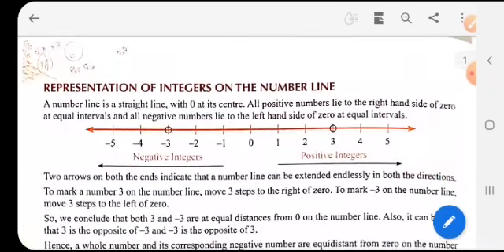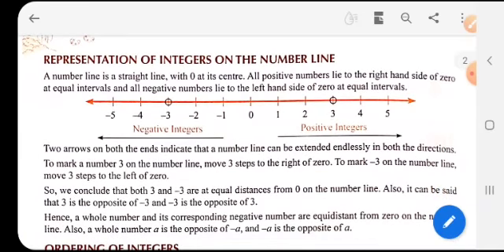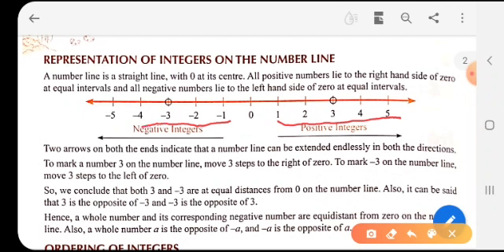Now let's represent an integer on a number line. Now you can see here there's a number line where 0 is at the center, and the numbers after 0 are positive and the numbers below 0 go the negative way. So minus 1, minus 2, minus 3, minus 4, minus 5 and so on. It continues. And on the positive side it continues as plus 1, plus 2, plus 3, 4, 5, 6, 7, 8 and so on. The two arrows on both ends indicate that a number line can be extended endlessly in both directions.